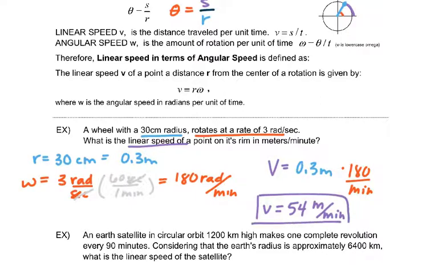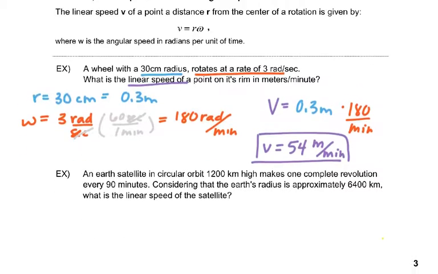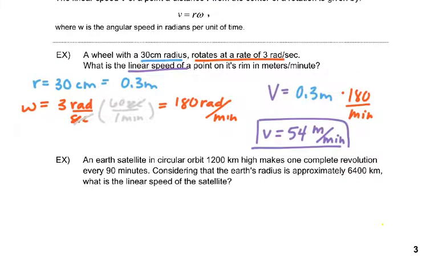All right, let's look at one more example. We have an Earth satellite in circular orbit. We know its height, 1,200 kilometers high, makes a complete revolution every 90 minutes. Considering that we know the Earth's radius is approximately 6,400 kilometers, what is the linear speed of the satellite? So you have to think about what the radius is in this problem.